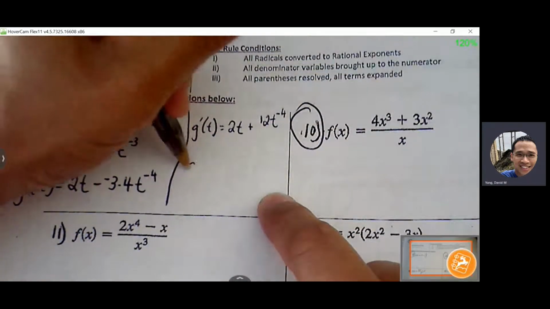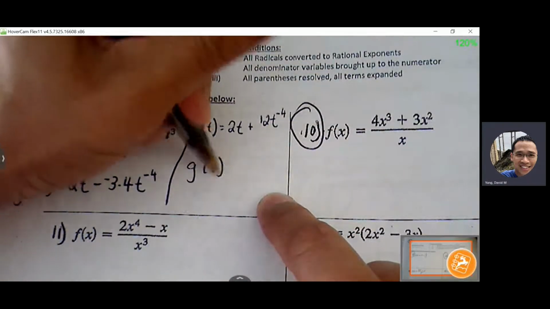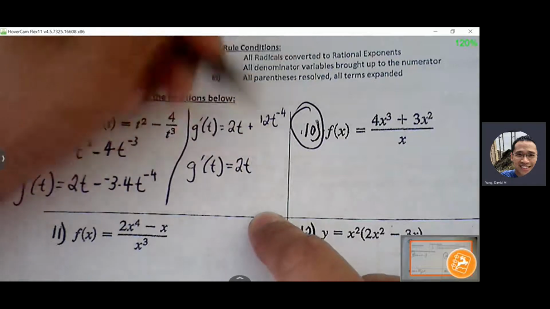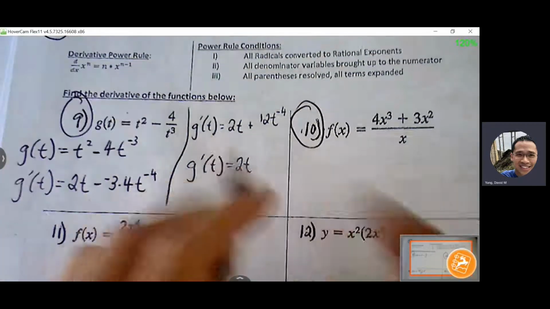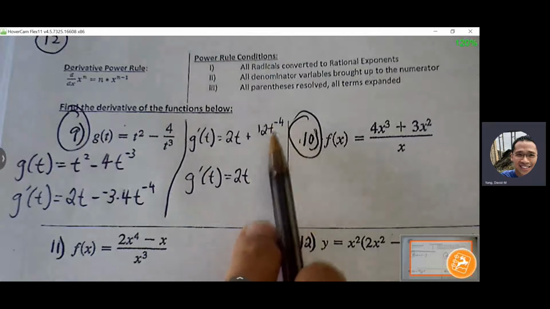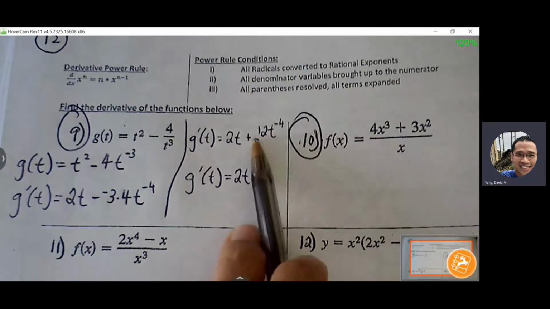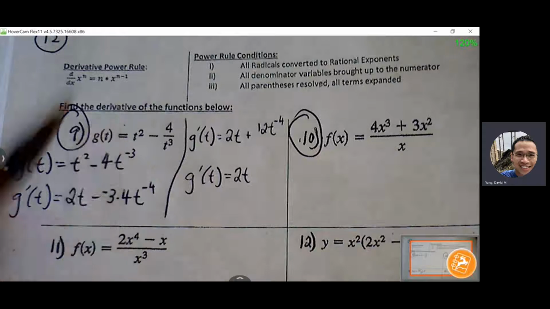So we have our derivative, but I am going to ask you to do some cleanup here. We'll bring that t back down to the denominator. However, that -4 only impacts the t. The 12 is going to stay up in the numerator.